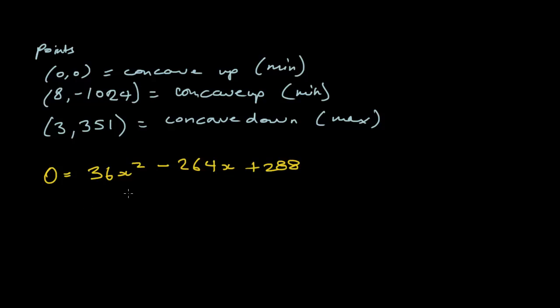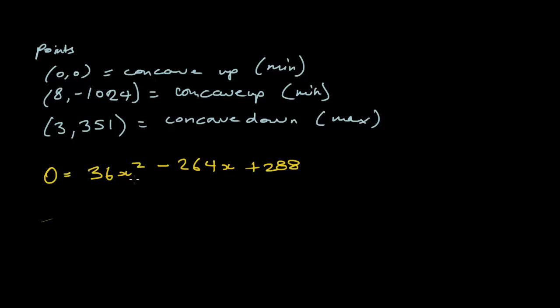Let's see what I can actually do with this. I could perhaps divide it all by 12, so let me just take a look if it's all divisible by 12. 36 divided by 12, obviously yes. 288 divided by 12, correct. 264 divided by 12, 22. Okay, so we could divide it by 12.